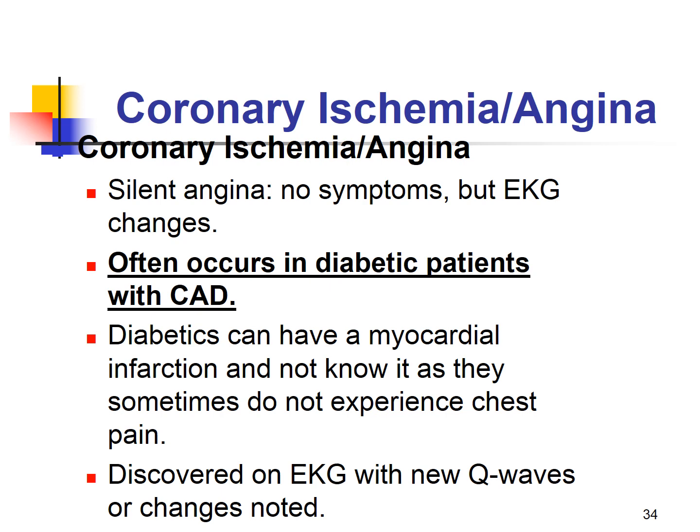So coronary ischemia or angina, again, it's a silent angina. Silent angina means no symptoms, but EKG changes. Often seen in diabetic clients, because remember, the nerves in diabetes are destroyed. So a non-compliant diabetic client, since the nerves are destroyed, they would have pain, and they won't even feel that they have pain, right? So it's called silent angina.